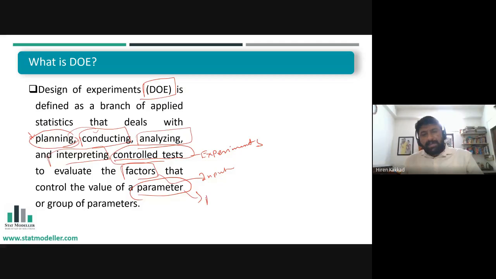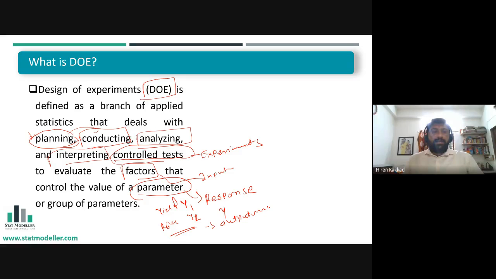Here the parameter is nothing but your response, or you can say y, or your output variable, right? It may be more than one. Let's say yield is one of the y, and rejection level is another y. So here it will be y1, here it will be y2.